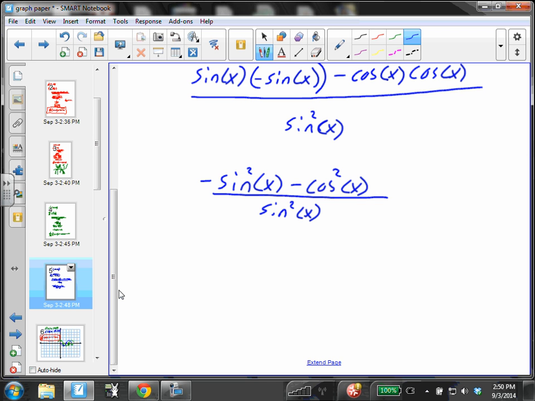If they're both positive, it gives you positive 1. If they're both negative, it gives you negative 1. If one's positive and one's negative, you don't know anything, okay? But if they're both negative, it's a negative 1. If they're both positive, it's a positive 1. So this is negative 1 over sine squared.